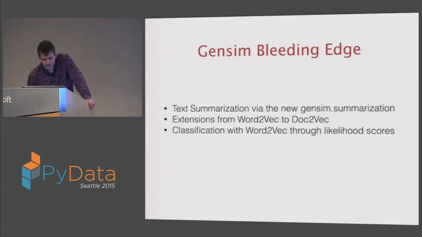There are some next-level things going on in Gensim which are not necessarily reflected in the documentation yet. There's automatic text summarization, which is getting pretty interesting. There are extensions to Word2Vec, like Doc2Vec, and I'll talk a little about why you might be interested in Doc2Vec as opposed to Word2Vec, depending on your application. And classification is becoming more usable with Word2Vec. You can produce likelihood scores and then use them to make classification calls.